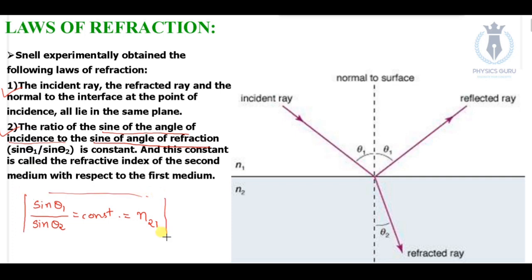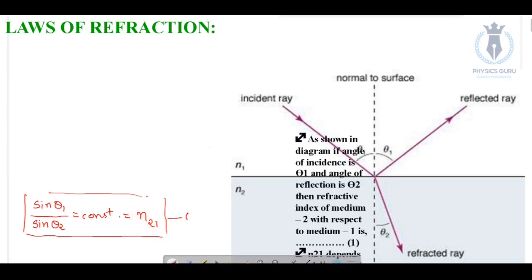Just remember this formula and write this formula in words. Sin theta 1 means sine of angle of incidence. Sin theta 2 means sine of angle of refraction. And sin theta 1 upon sin theta 2 means the ratio of the sine of angle of incidence to the sine of angle of refraction is constant, and this constant is the refractive index of the second medium with respect to the first medium. This is the second law. We call this equation number 1.